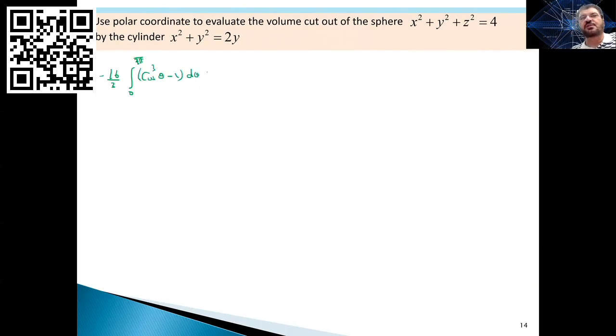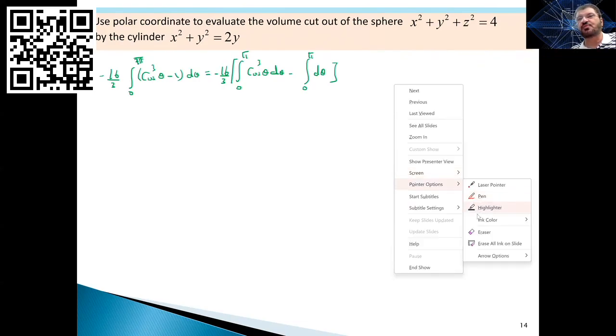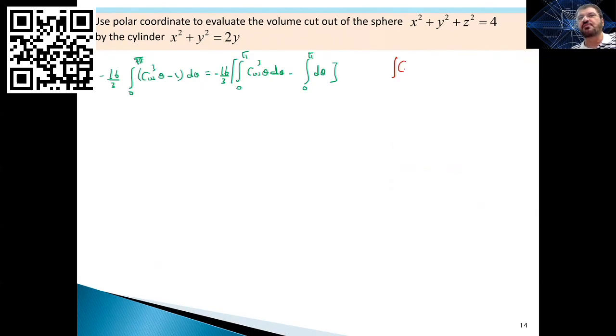Now, this is equal to minus 16 over 3. I'm going to distribute the integral: the integral from 0 to pi of cosine cube theta d theta minus the integration of d theta from 0 to pi, and all of this is multiplied by negative 16 over 3. Now, let's go on the side here, guys, and see what's the integration of cosine cube. This by itself is another technique. What's the integration of cosine cube theta d theta?